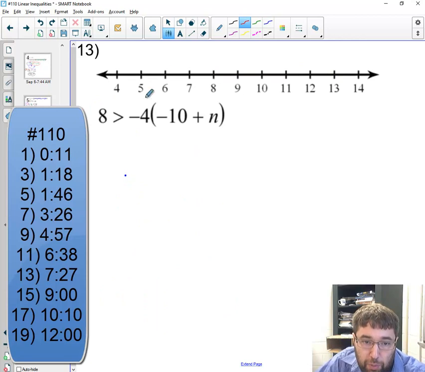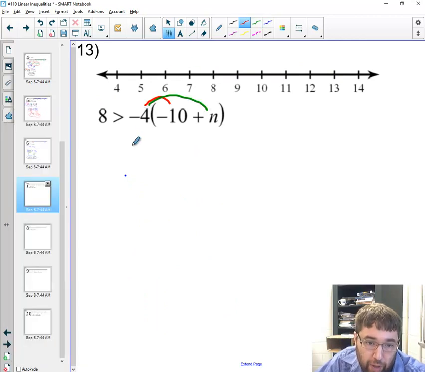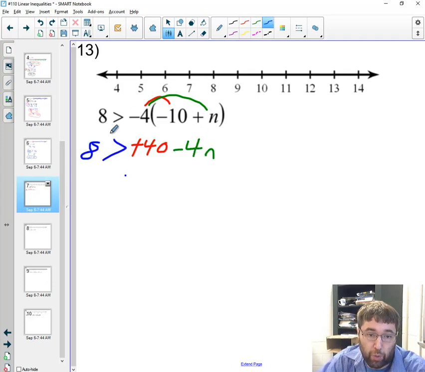Next one, first thing we want to do is make it rain. So we have negative times a negative is a positive 40. And I always write the positive sign. And then a negative 4 times a positive n is a negative 4n. So we bring down the 8.